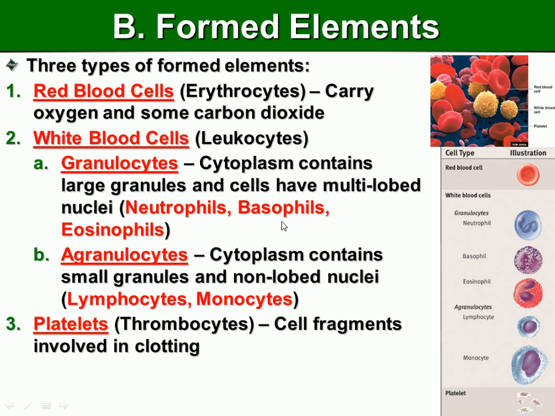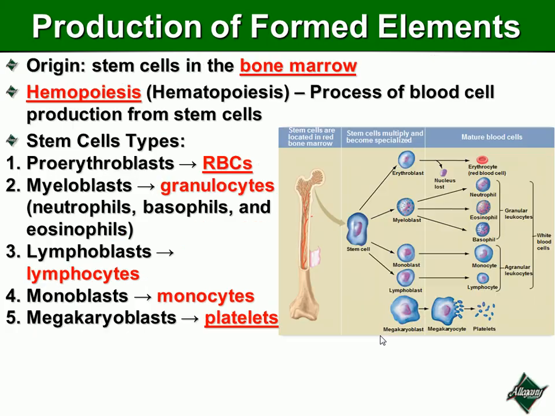And there are three types of granulocytes: neutrophil, basophil, and eosinophil. For the agranulocytes, the white blood cells that do not have granules, there are two types: lymphocyte and monocyte. So we're going to talk about their function later on. And then finally, the platelets are also known as the thrombocytes. They are not exactly cells, but just cell fragments that are involved with clotting, which we are going to talk about later on in this chapter.